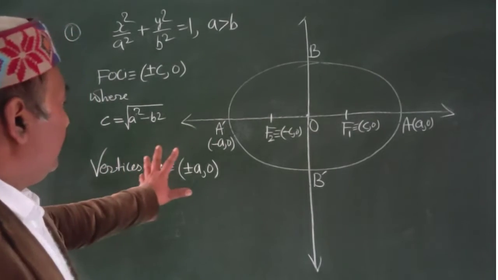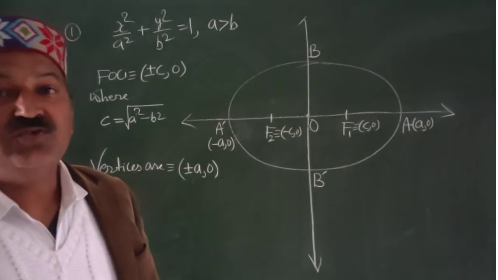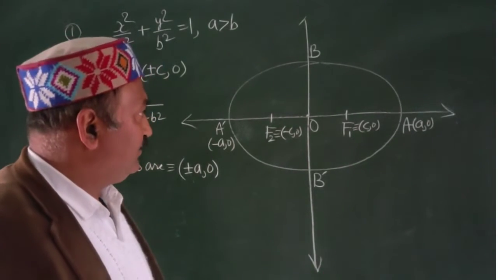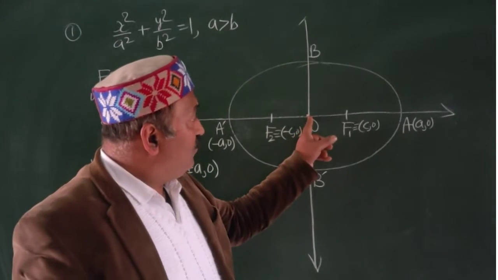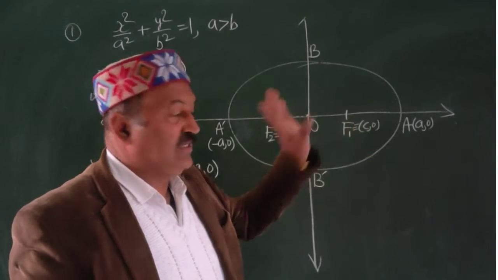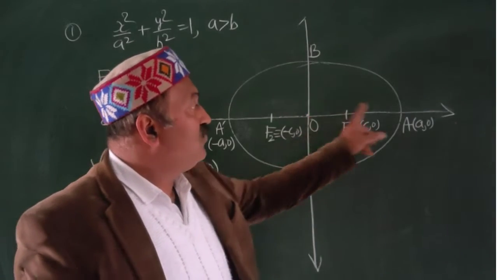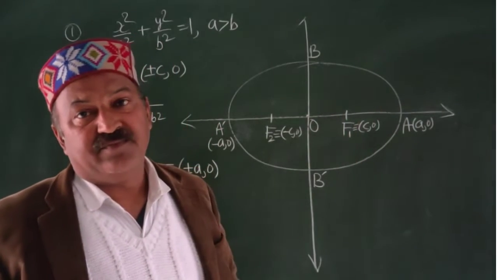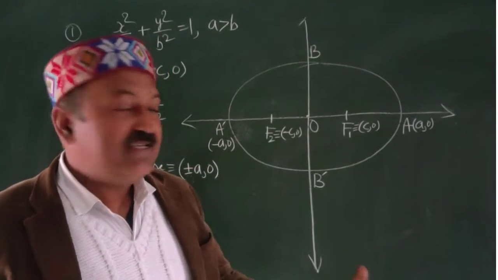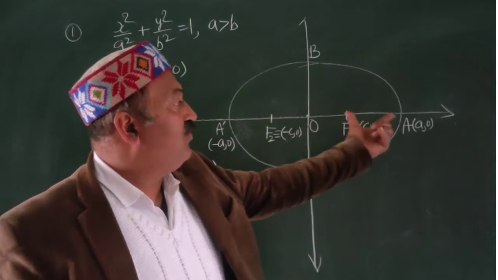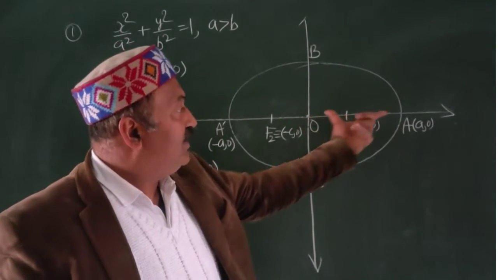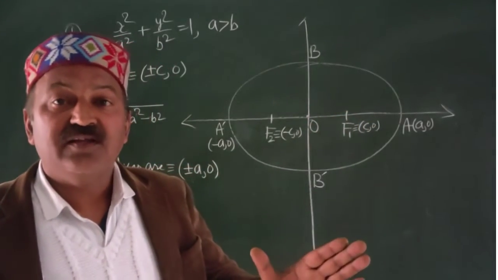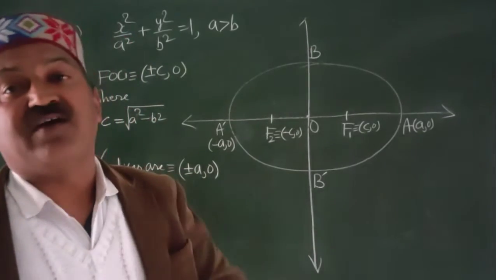And now the new term which is used in the ellipse is eccentricity. So what is eccentricity? The distance from O to F1 is C, and the distance from O to A, the corresponding vertex, is small a. Then the eccentricity is this ratio C upon A. C is smaller than A in case of ellipse. Therefore, eccentricity in case of ellipse is always less than 1.